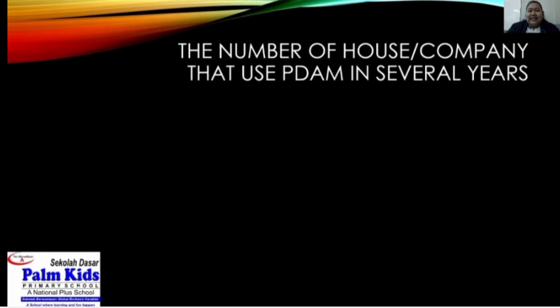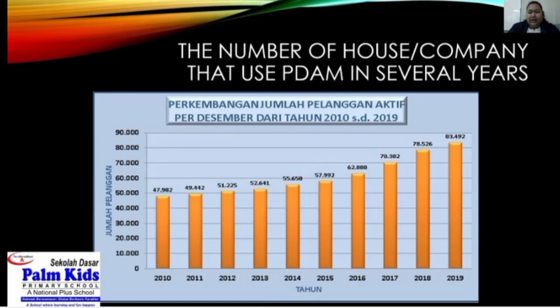Okay, let's take a look at the number of houses or companies that use Pdam in several years. As you can see on the table, there is an increasing number of consumers every year. It means the needs of water for humans and companies have increased.